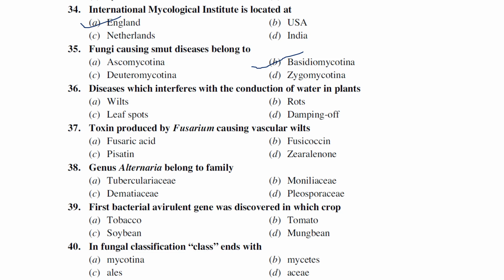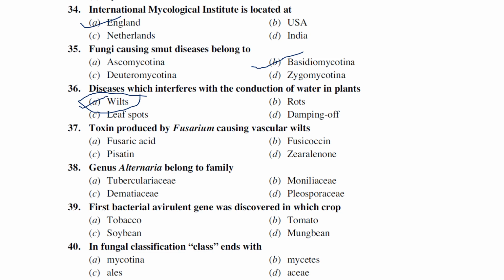Next one, diseases which interfere with the conduction of water in plants: wilts, rots, leaf spots, damping off. We know very well that vascular wilt disease generally obstructs the passage of water in xylem and phloem vessels, so there is no translocation of water from roots to shoots. That's why the plant starts wilting, right? So the answer is wilting.